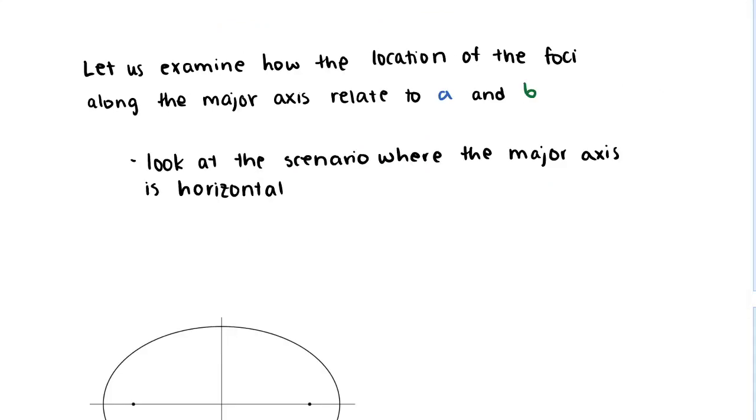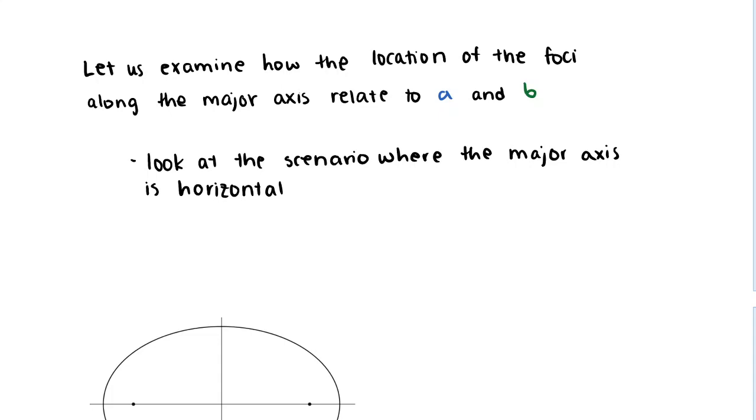So I want to take a look at how the location of the foci on the major axis, how these locations relate to the quantities a and b. These are the numbers that tell us how much we stretch our ellipse in the horizontal direction and how much we stretch our ellipse in the vertical direction.